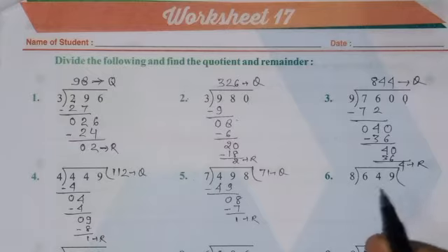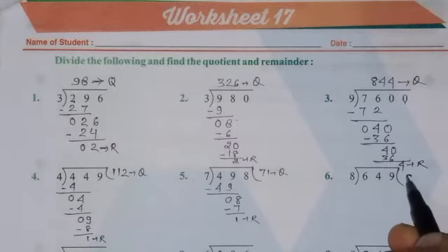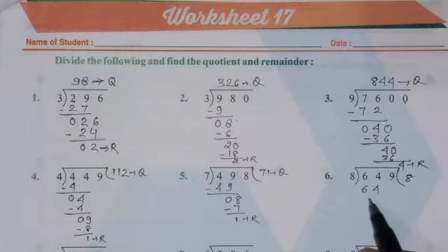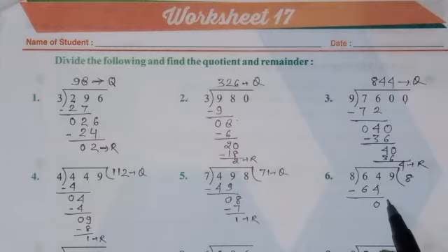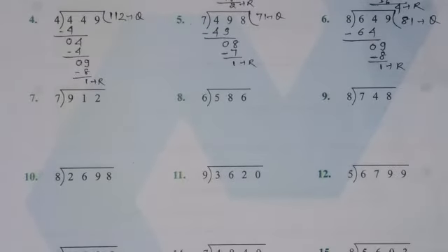Here in this question, on dividing 64 by 8, 8 8s are 64. On subtracting you will get 0. Now write down the next digit 9. 8 1s are 8. On subtracting you will get 1. So this one is quotient and this one is remainder. Continue to see the next question. Question number 7 and the question is given.